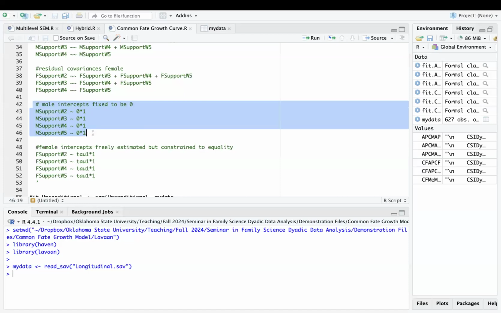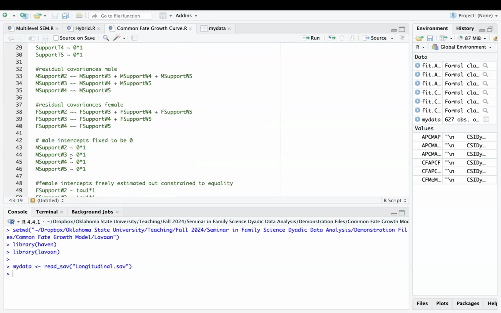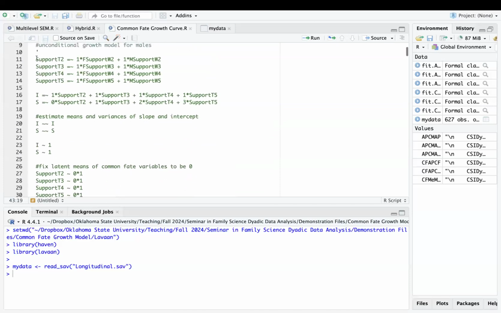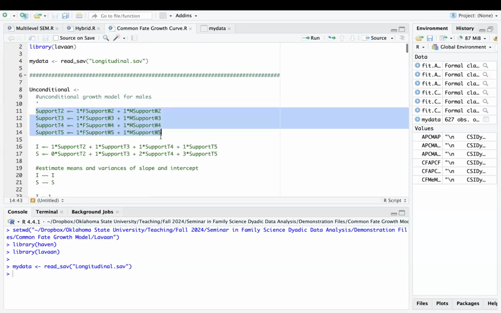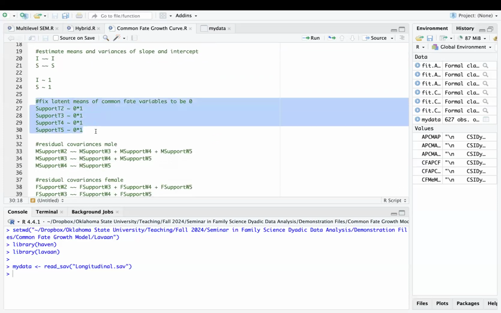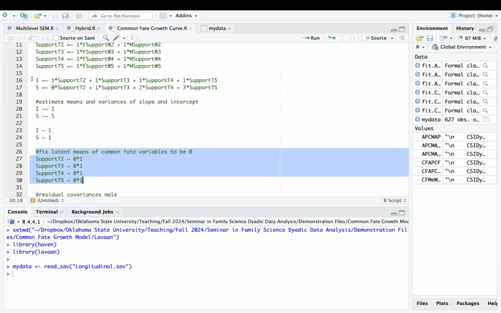Here we are fixing the intercepts to be 0 for each dyad member. In this example, we are fixing the male intercepts for their reports on support at waves 2, 3, 4, and 5 to be 0. That is what pushes mean information up to the common fate variables, and then this syntax pushes the mean information that has been transmitted up from the observed indicators into the slope and intercept factors.